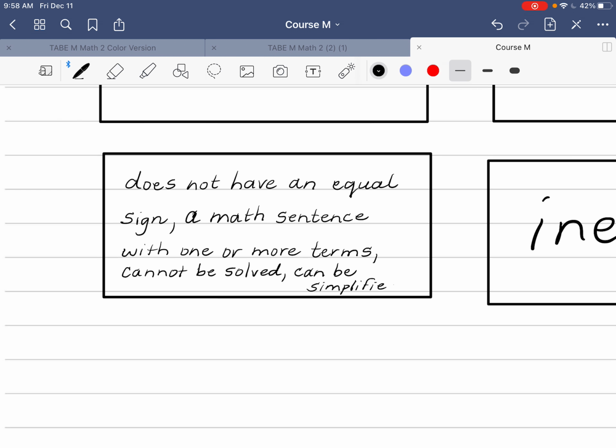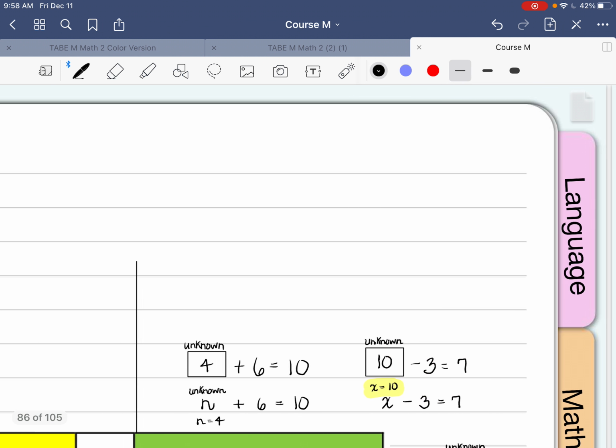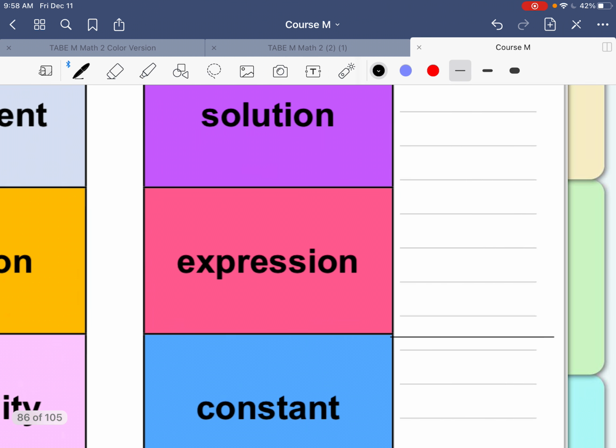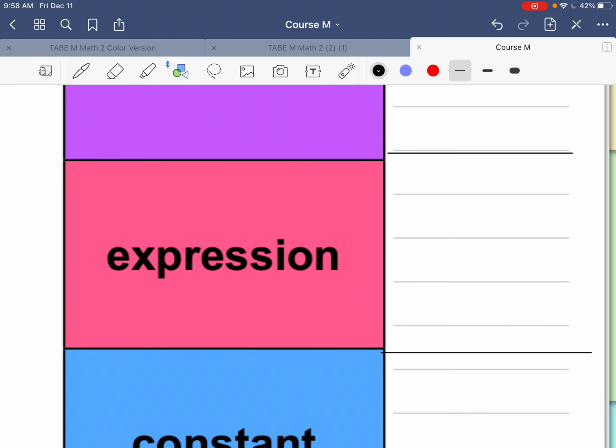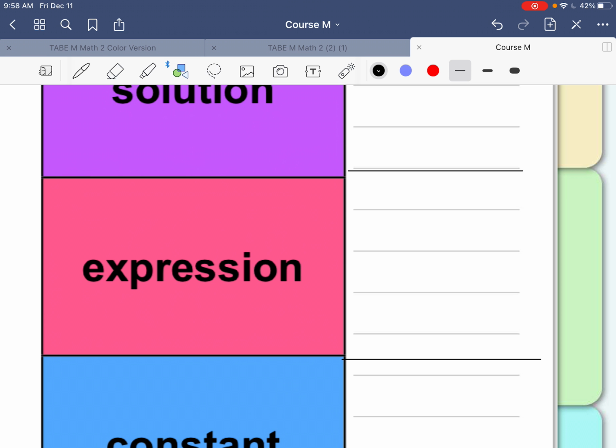So if I ask you on the test, true, false, an expression can be solved, you are going to tell me false. An expression can be simplified. And let me show you an example of that. So let's look at this one right here. Let me mark off another section for expression. You open your door up and right under there.